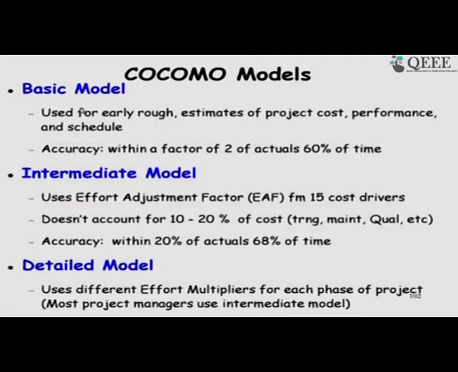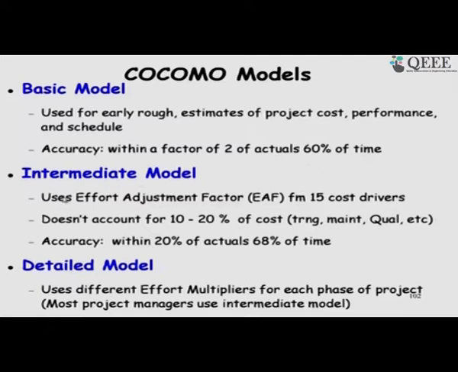So, he actually proposed 3 models. One is the basic model which we saw, a simple expression where effort is given in terms of size, a scale factor and a multiplier. That is called the basic model and has been used in many projects. The basic model has an accuracy factor of 2. So, it may underestimate by 100% or overestimate by 100%, 60% of the time, and other times it may even be worse.